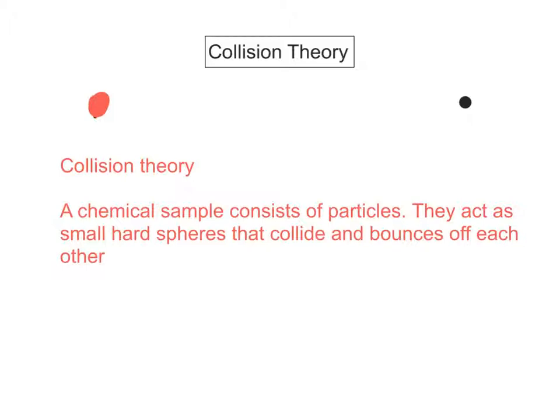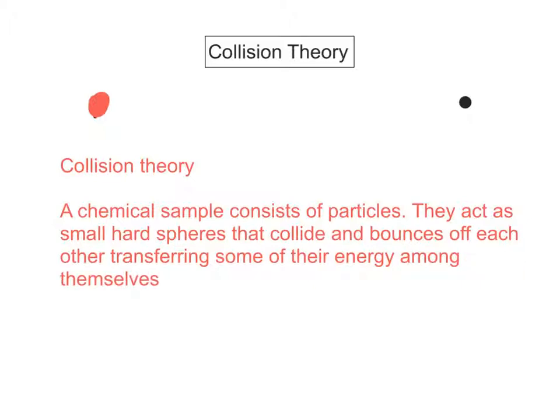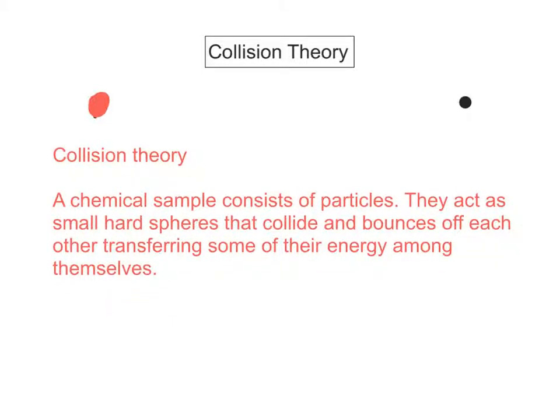So when they bounce off each other, what's going to happen is they're going to transfer some of their energy among themselves and also into their surroundings during the collision. Alright, so this is the first set of notes here. A chemical sample consists of particles, and they act as small hard spheres that collide and bounce off each other, transferring some of their energy amongst themselves.